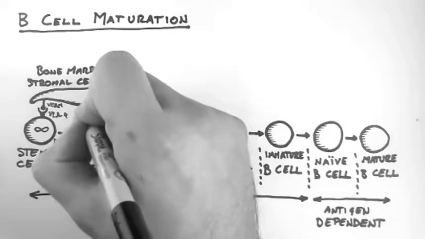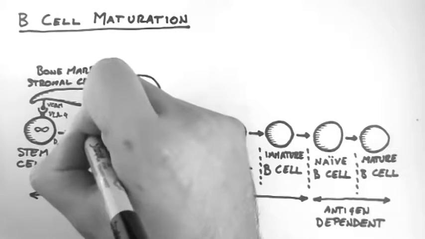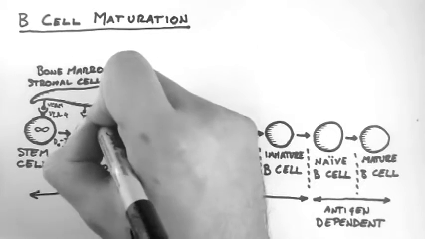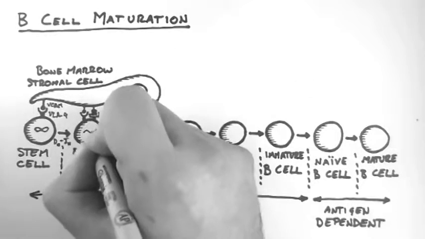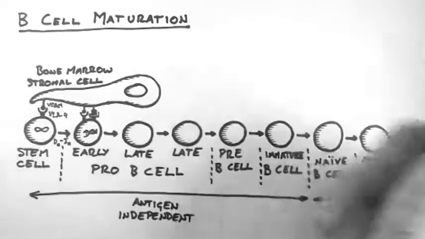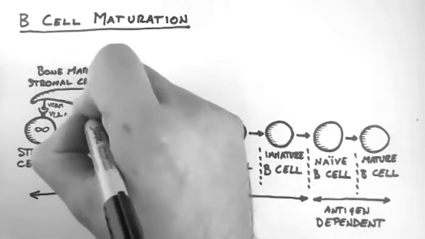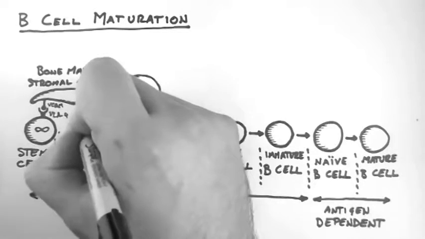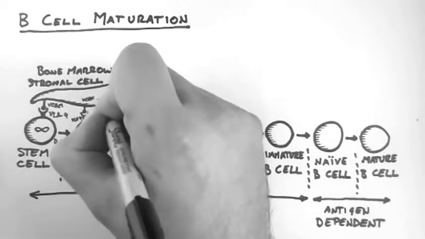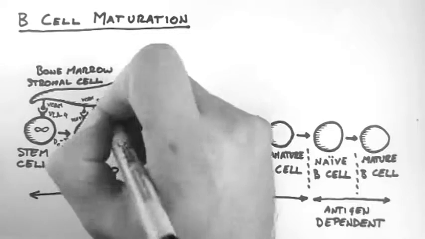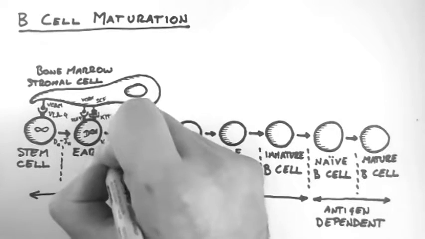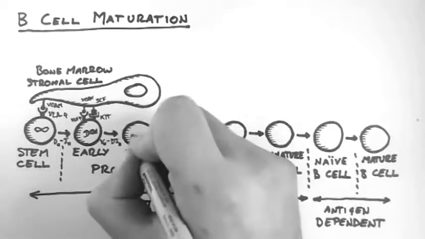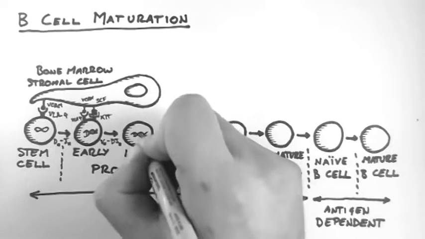Once VCAM1 and VLA4 have bound, they promote the binding of a second protein coupling. This is the binding of stem cell factor, or SCF for short, on the stromal cell, and c-KIT. They cause the early pro-B cell to express the interleukin-7, or IL-7, receptor. At this point, heavy chain VDJ recombination occurs.